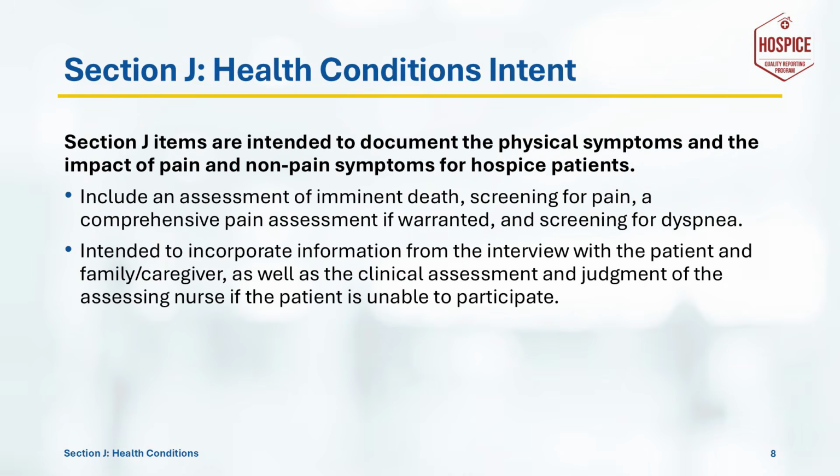Let's discuss the intent of the items in Section J. Section J items are intended to document the physical symptoms and the impact of pain and non-pain symptoms for hospice patients. They include an assessment of imminent death, screening for pain, a comprehensive pain assessment if warranted, and screening for dyspnea. They are intended to incorporate information from patient, family, or caregiver interviews, as well as the clinical assessment and judgment of the assessing nurse if the patient is unable to participate.